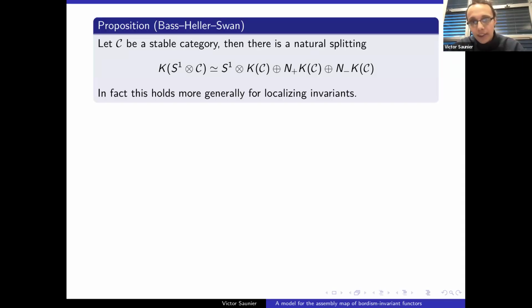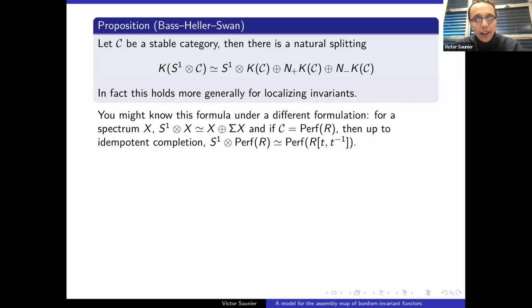And this is a statement that holds for a general localizing invariant. Maybe if you want to say Verdier localizing, you have to add the word idempotent complete to C, but this won't matter to us. So I call this Bass-Heller-Swan. You might also know this as the fundamental theorem in K-theory. And the reason I call it this is because you might have encountered this formula under a different formulation, right?